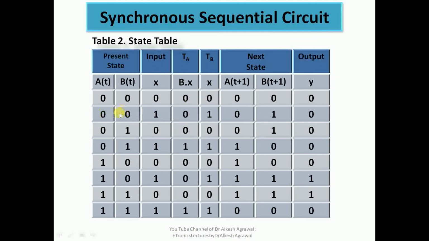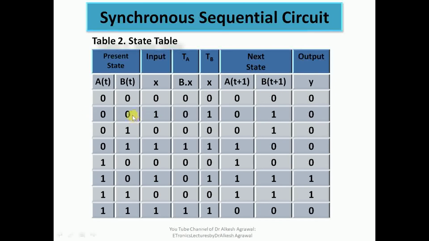Now we see another condition. Here you can see how we have represented the present state and input. Since there are two state variables, we have taken the combinations 0 0 with 0 external input, 0 0 with 1 input, 0 1 with 0 input, 0 1 with 1 input, 1 0 with 0 input, 1 0 with 1 input, 1 1 with 0 input, and 1 1 with 1 input. So like this we have written the 8 different combinations.